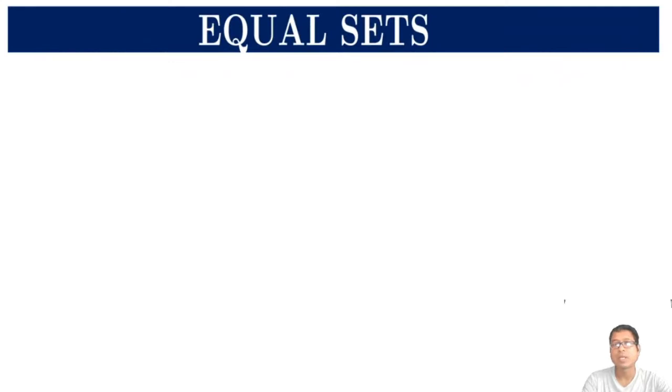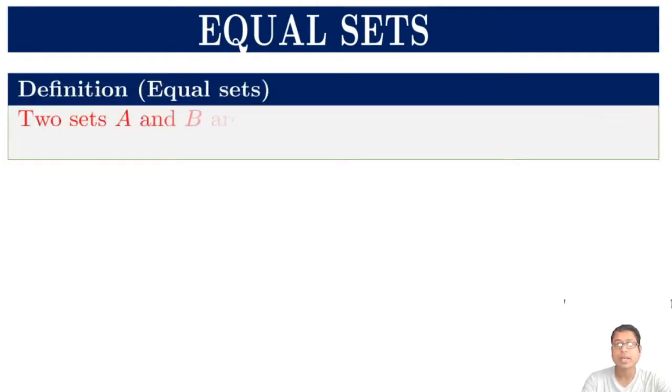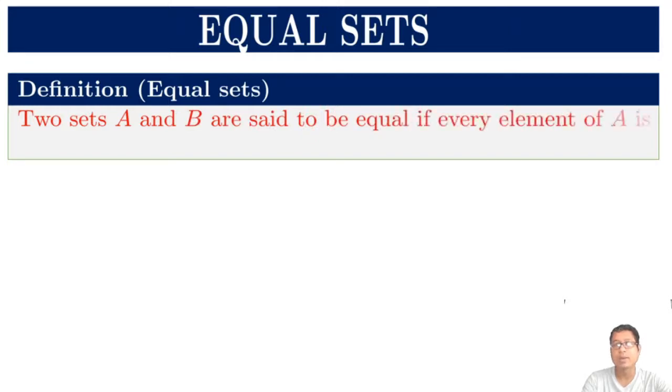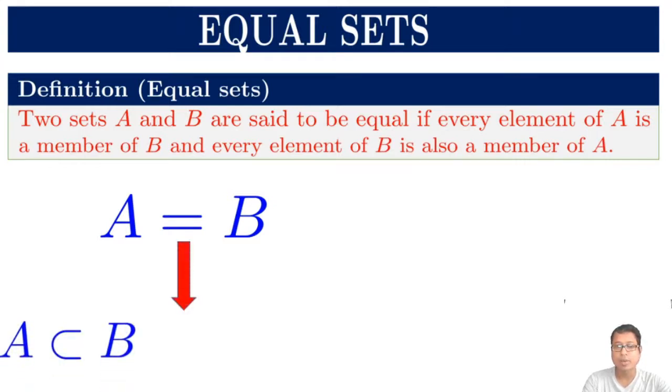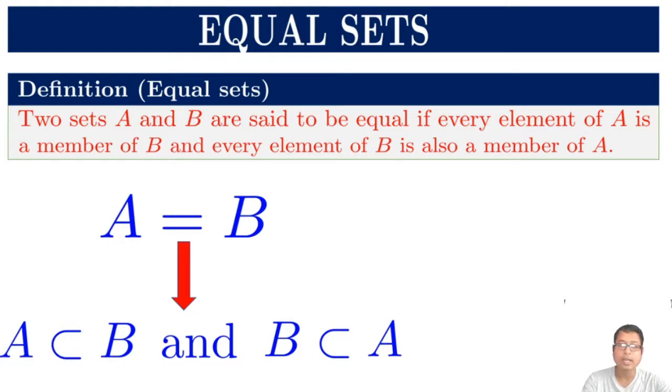Okay, now let me talk about equal sets. Two sets A and B are said to be equal if every element of A is a member of B and every element of B is also a member of A. This is the meaning of A equal to B. If every element of A is also a member of B, then A is a subset of B, and if every element of B is also a member of A, then B is a subset of A. If both these conditions hold together, that is A subset of B and B subset of A, then we say A is equal to B.